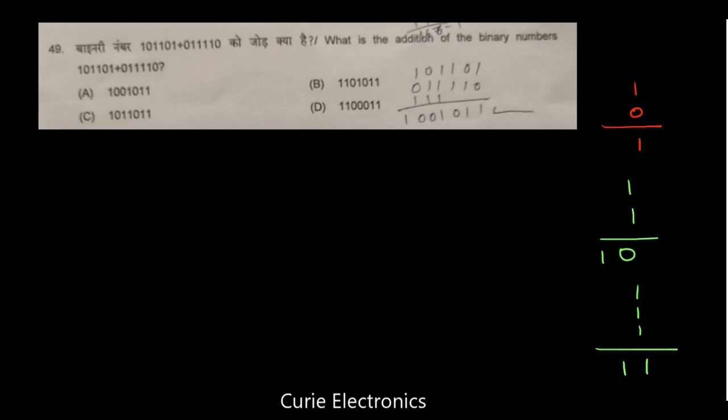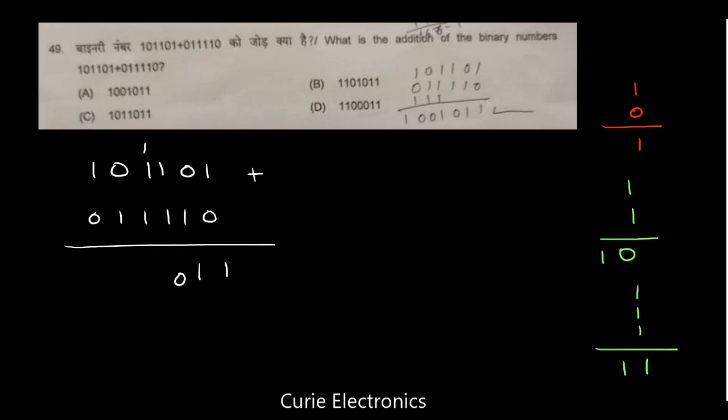Now let's write it and solve it. 1, 0, 1, 1, 0, 1 plus 0, 1, 2, 3, 4 ones and 0. Now let's add: 1 plus 0 is 1. 0 plus 1 is 1. 1 plus 1 is 0, carry 1. Now for 3 ones, if you add, you will get 1, carry 1. So it is 0, and we will get 1, 0. So 1, 0, 0, 1, 0, 1, 1 is the answer.